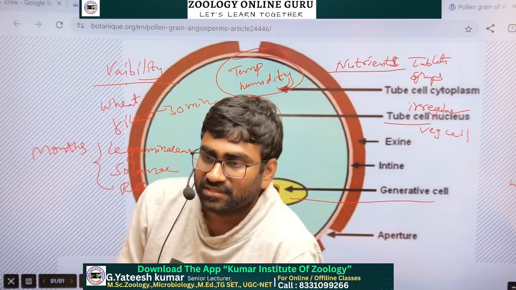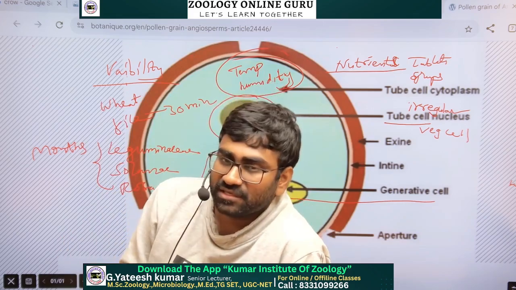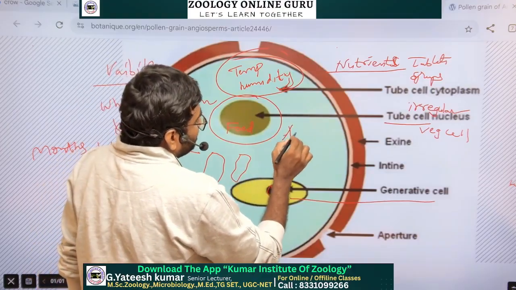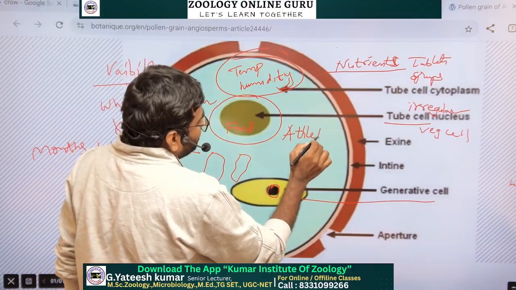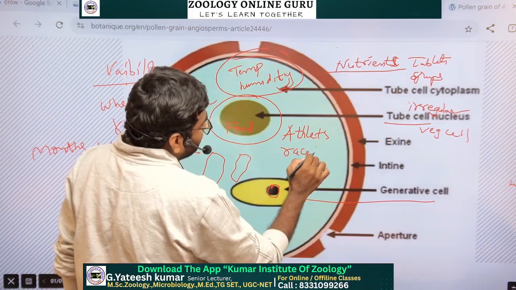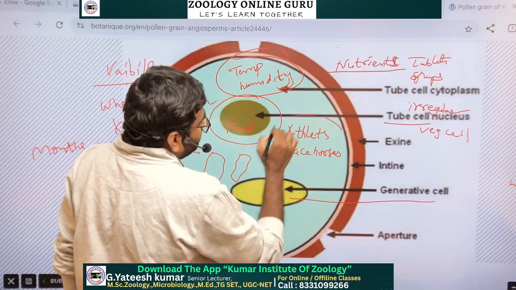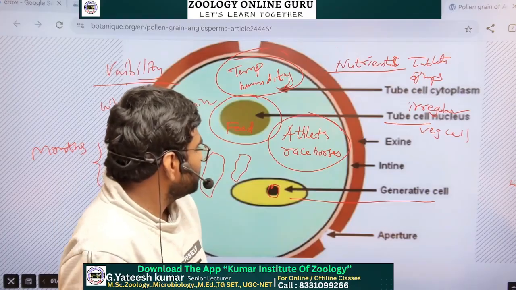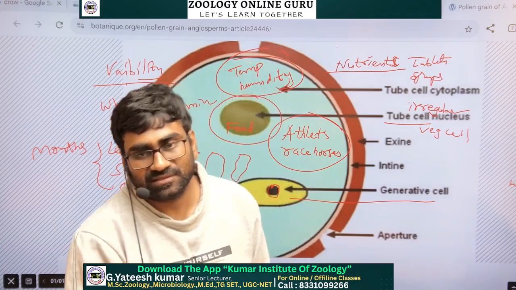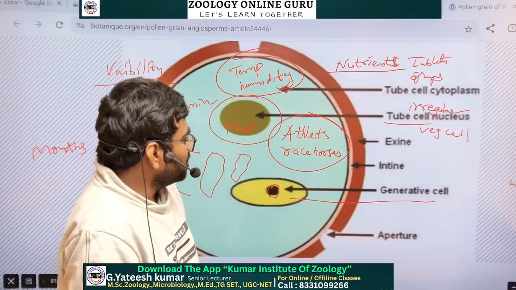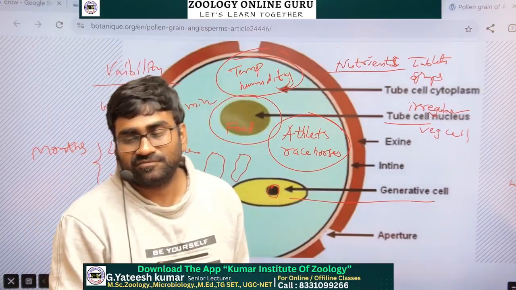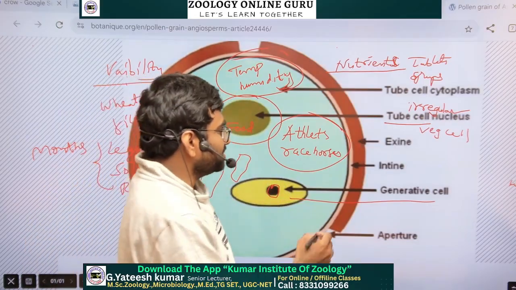So pollen tablets and syrups increase the performance of athletes. Very important. They increase the performance of athletes as well as race horses. And the most important thing is that pollen grains can be preserved for years. They can be stored for years.